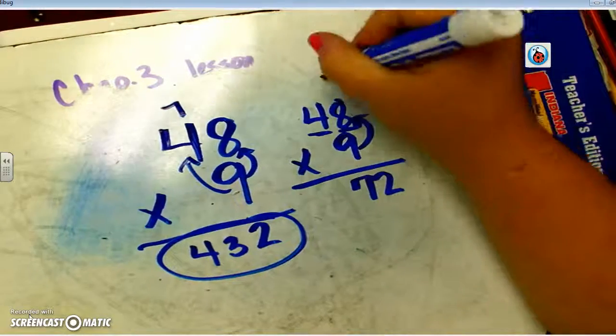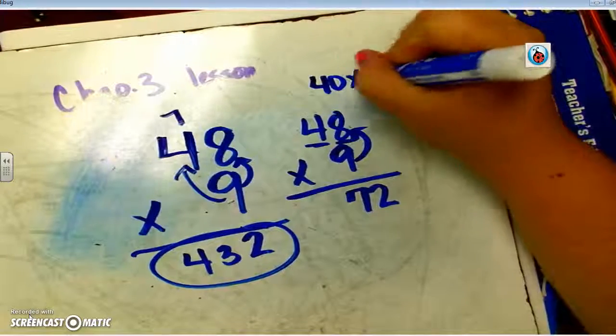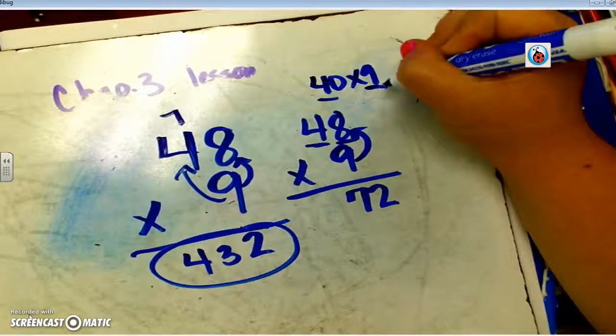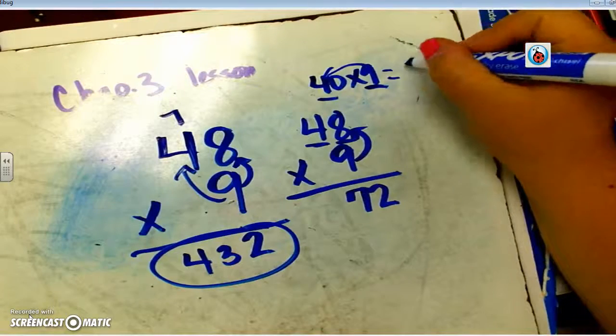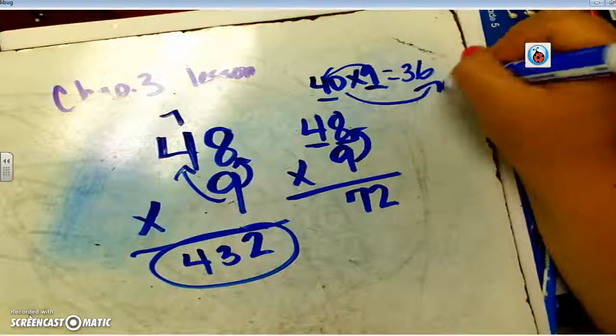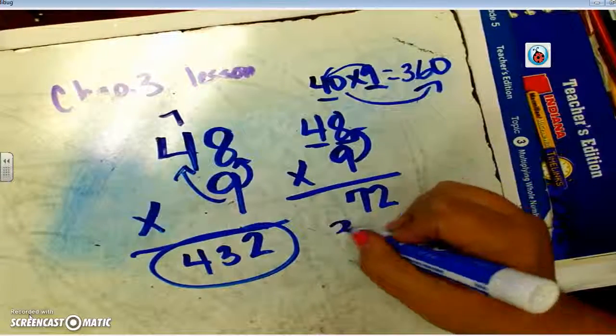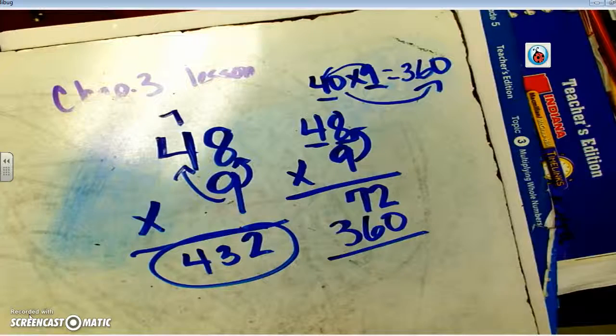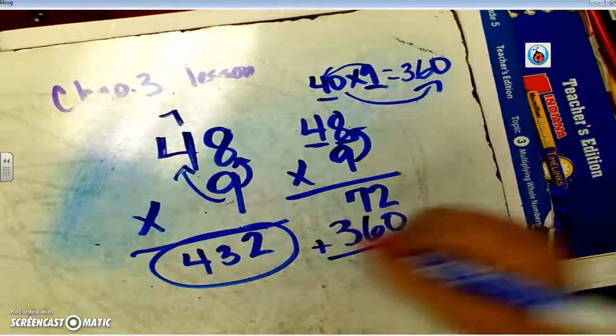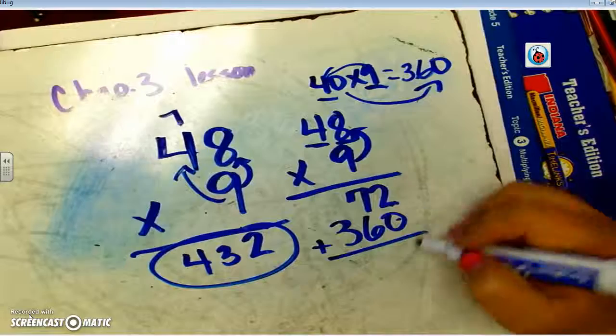Good job. Okay, we've kind of talked about this too in our earlier lessons. My whole number, my non-zero digits, I multiply them together. 9 times 4 is 36. Add my 0, 360. Then I line up my place values at the bottom, right? And what operation do I use? Addition. Okay, 2 plus 0 is?